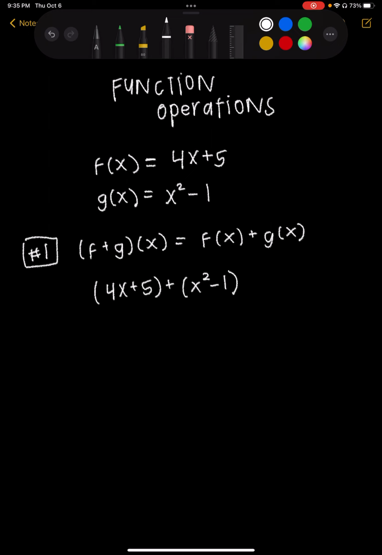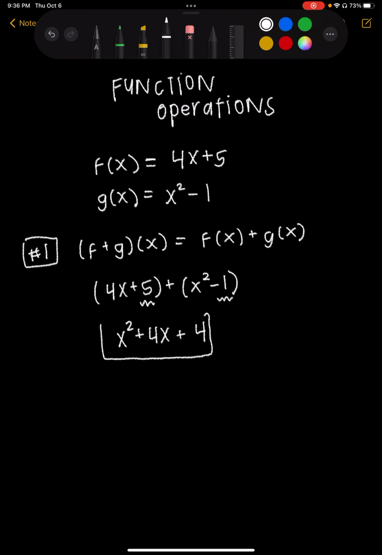Now, because it's adding, it doesn't change any of the values or any of the signs. So all we have to do is combine like terms. We've got a 5 that doesn't have an x and a negative 1 that doesn't have an x, so we can just add those together. 5 minus 1 gives me 4. The other guys, the x squared and the 4x, don't have like terms, so we just rewrite them. We're going to say x squared plus 4x and then plus 4. This is my final answer.